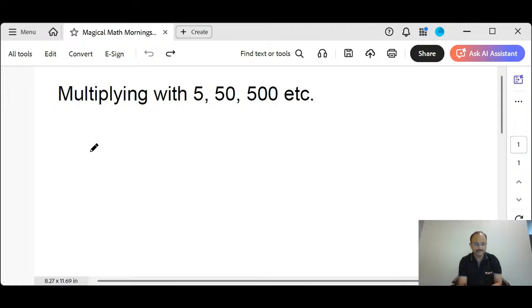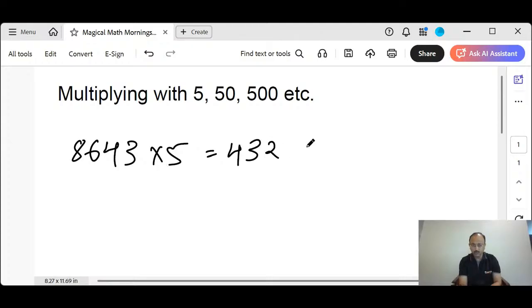So let's take 8643 into 5. What do I do? 4 3 2 1 5, correct? 2 4s are 8, 2 3s are 6, 2 2s are 4, 2 1s are 2, but there is a carry over, that's why I have written 5. Is it simple? Very, very simple, correct?